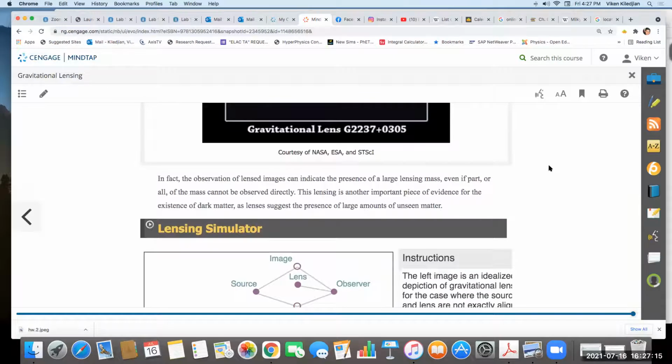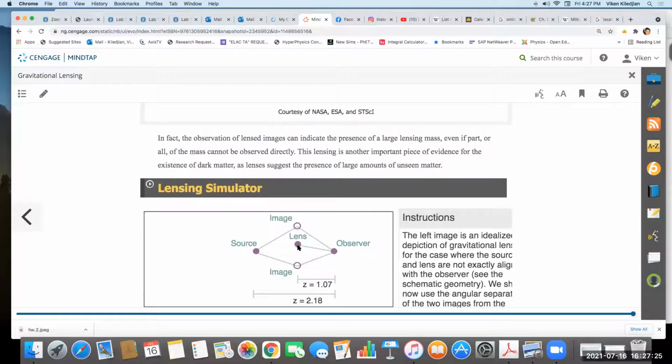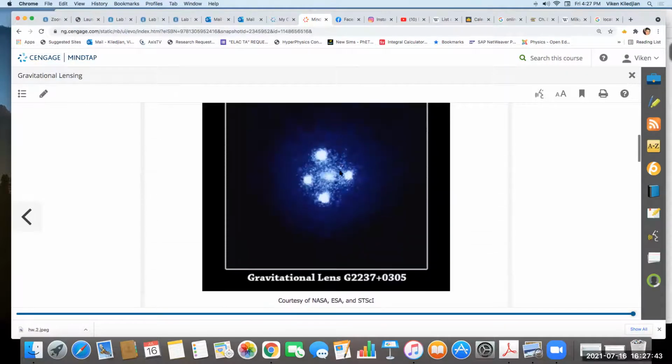In fact, the observation of lensed images can indicate the presence of a large lensing mass, even if part or all of the mass cannot be observed directly. That means even if you don't see this lensing object, right? So this is us, the observer. This is the lens, and you might not even see it because it might be dark matter, you see? So in other words, you're looking at this source. So this picture actually might be, we don't see the dark matter here.